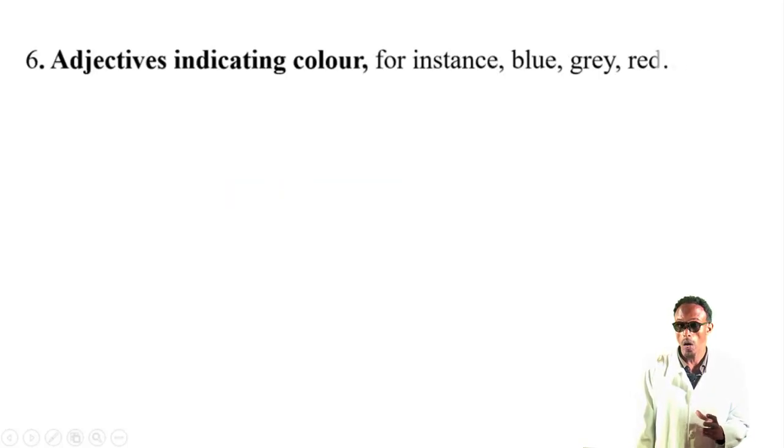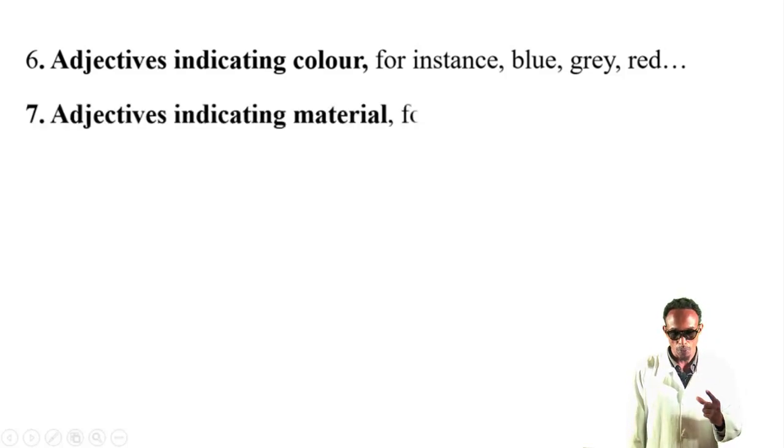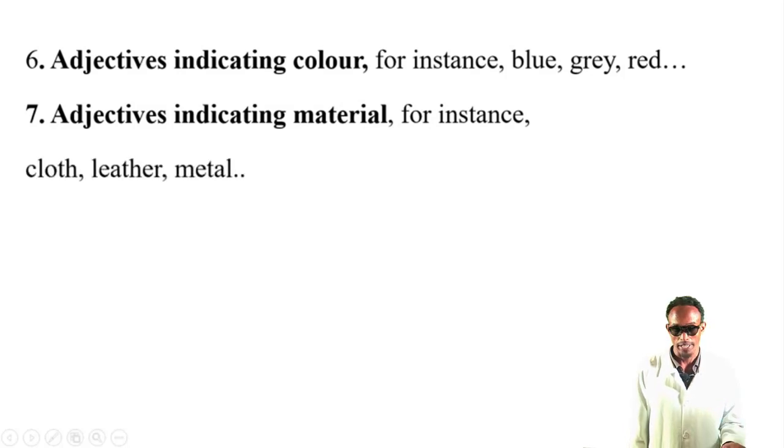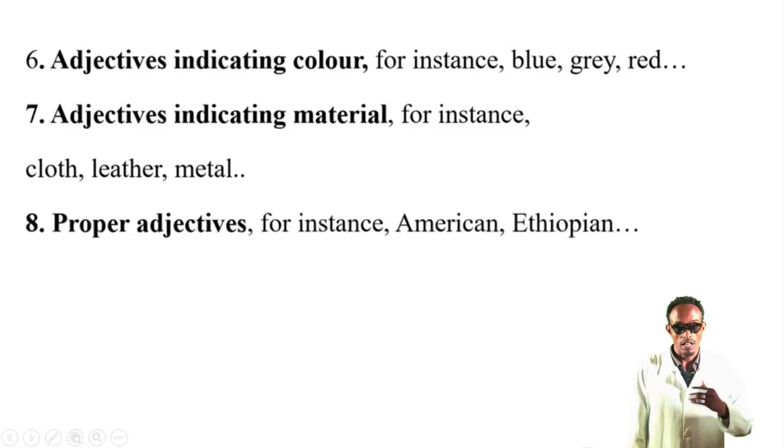An adjective, and we do have adjectives indicating the colors, for instance, blue, gray, red. And again, we do have adjectives indicating materials. For instance, cloth, leather, metal, all are adjectives. They indicate the material names. And proper adjectives, for instance, American, Ethiopian. When we say Ethiopia, we mean that is the name, right? And it's a proper adjective. They are included in proper adjectives.